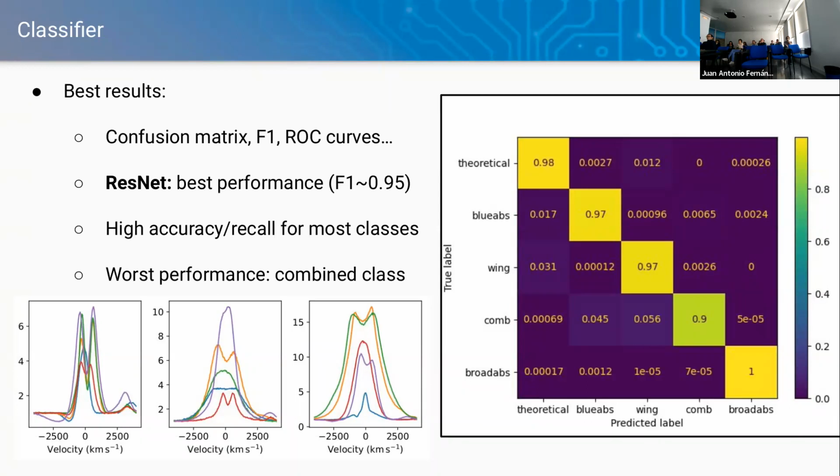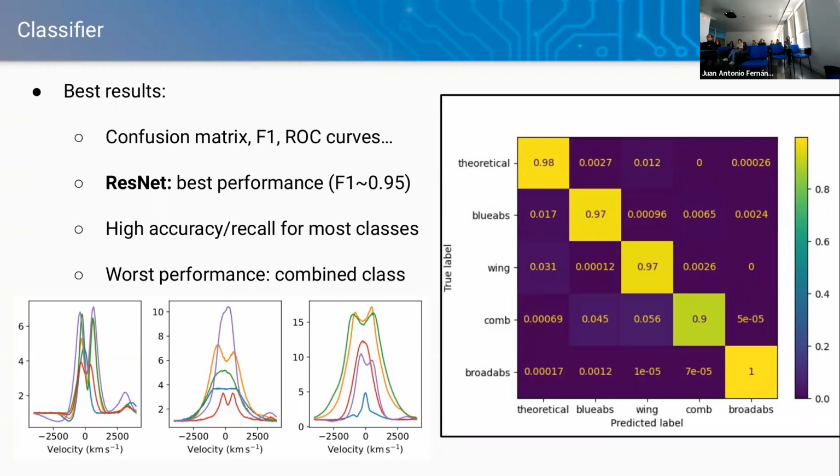So as you can see, these are the 5 different classes, the true label and the predicted label. And I think it's doing quite a good job. So 98% of the theoretical data are properly classified as such, 97% for the blue absorption and the wing, and the broad absorption type is also pretty much catching every single one of them. There is only one of the classes that is performing worse. Only 90% of the data are actually classified as combined type.